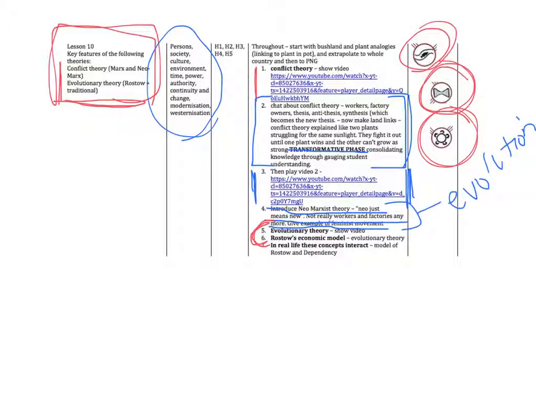So I've got a little example of how you could teach that on the whiteboard. I'll just see if I can insert that here.